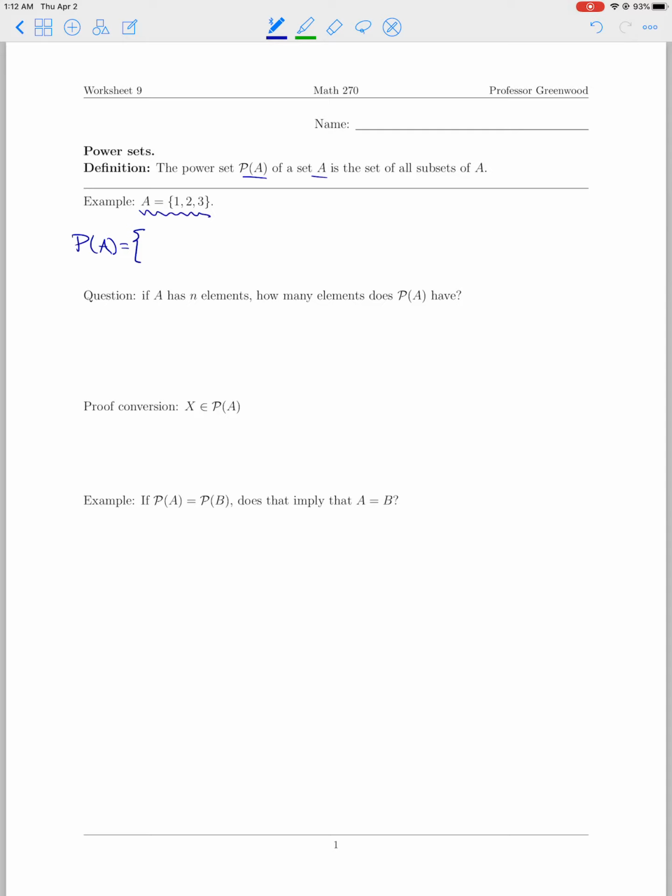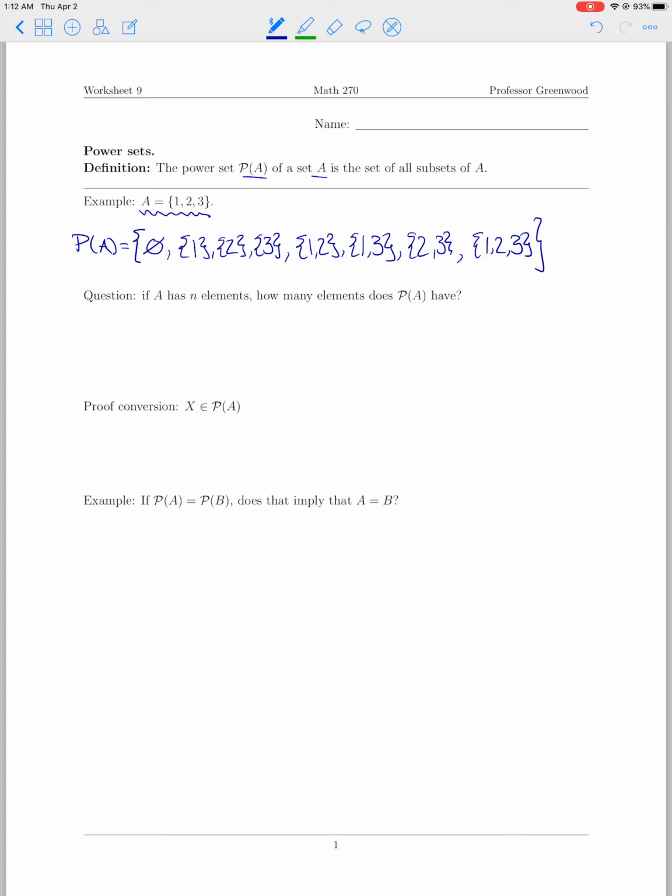That is easiest to write if I keep organized, and I'm going to write the sets in smallest to largest order. The smallest subset of any set is always going to be the empty set. Then I'll write all the sets of size 1, which would just be 1, 2, and 3. Then all the sets of size 2: 1, 2, 1, 3, and 2, 3. And then there's only the one set of size 3, which is the original set back.